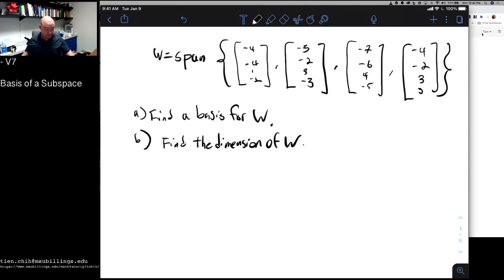Alright, so now what we're going to talk about is finding the bases of a subspace. In particular, if I take a bunch of vectors and make a vector space out of them, what a basis for that subspace might be.